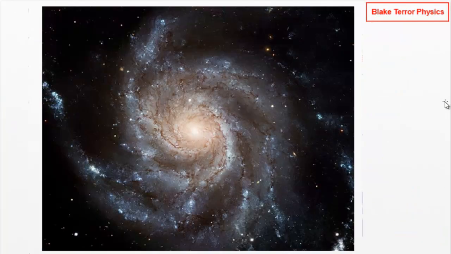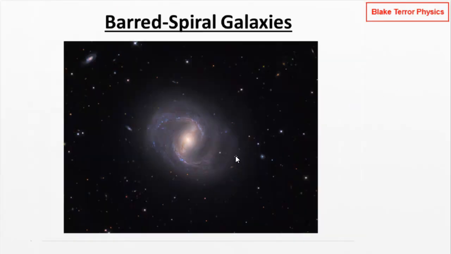So what have we got here? This is the Pinwheel galaxy, so that will be M101. Although there are a few galaxies that get referred to as Pinwheel galaxies, this is Messier 101. So that one looks quite nice. Again, you can see it's quite a similar sort of structure. Then we've got galaxies like this one. Right, so this is a barred spiral galaxy.